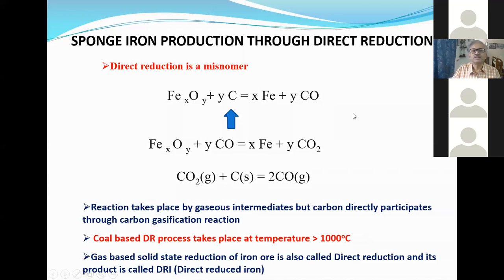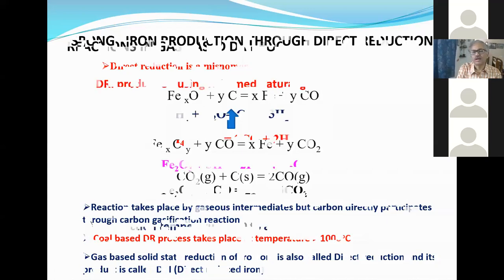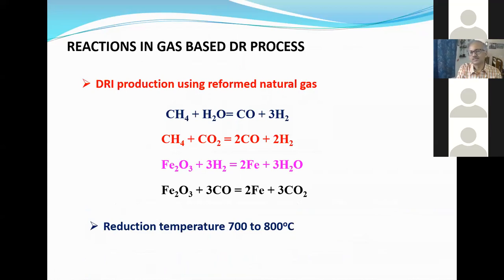Now initially, the solid state reduction of iron ore in the presence of carbon or coal was called direct reduction. Later on, there is the solid state reduction of iron ore by reformed gas. Okay, that is also called the direct reduction process. For the reforming of the gas, natural gas can be reformed either by steam or carbon dioxide, and it can produce CO and H2.